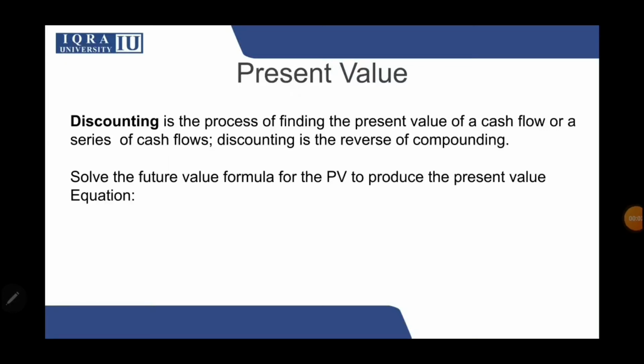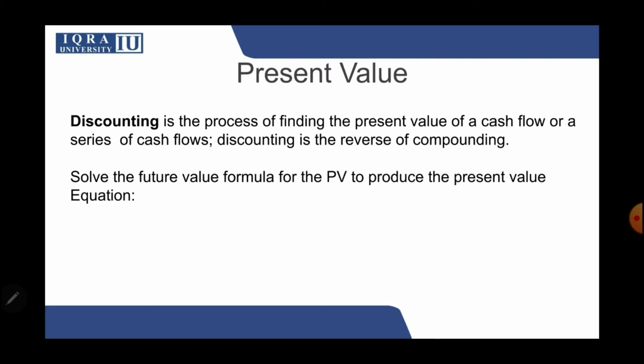Now we're going to look at the definition of present value. Compounding, you've already studied. Now the opposite of compounding is discounting. Discounting is the process of finding the present value of a cash flow or a series of cash flows. Discounting is the reverse of compounding. So basically now you will have the future value and you will have to find the present value for it.